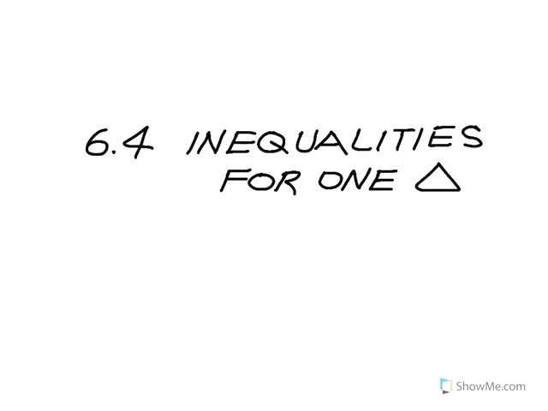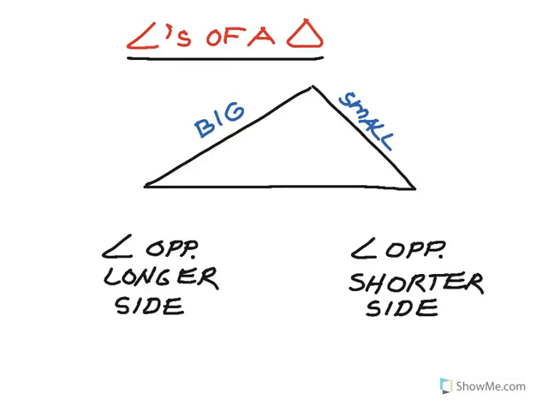Lesson 6.4 is about inequalities for one triangle. Okay, so the first theorem has to do with the angles of a triangle. If we're looking at one triangle and we want to know how its angles compare in size, we can examine the sides of the triangle.